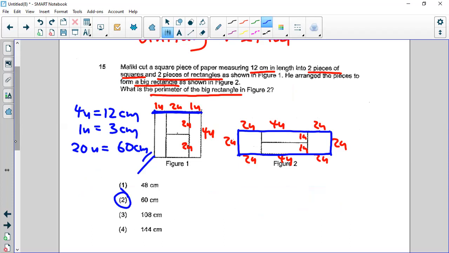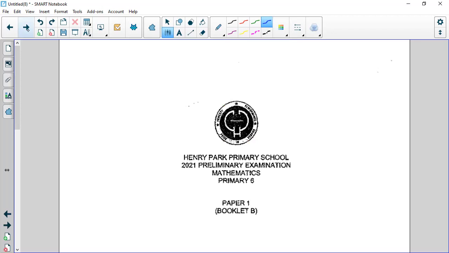So Anson, do you get all the answers correct, Anson? Okay, I hope everybody has got most of the questions correct. Paper 1 you have to score high. Since you have done so many Paper 1, you should try to aim for at least 35 and above. Okay, question 16.